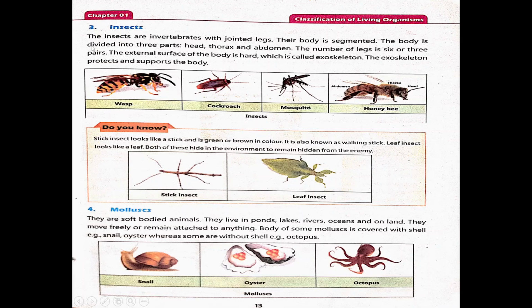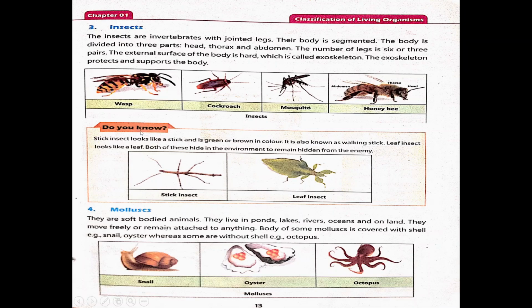Insects. The insects are invertebrates with jointed legs. Their body is segmented. The body is divided into three parts: head, thorax, and abdomen. The number of legs is 6 or 3 pairs. The external surface of the body is hard, which is called exoskeleton. The exoskeleton protects and supports the body. Wasp, cockroach, mosquito, and honeybee are examples of insects.